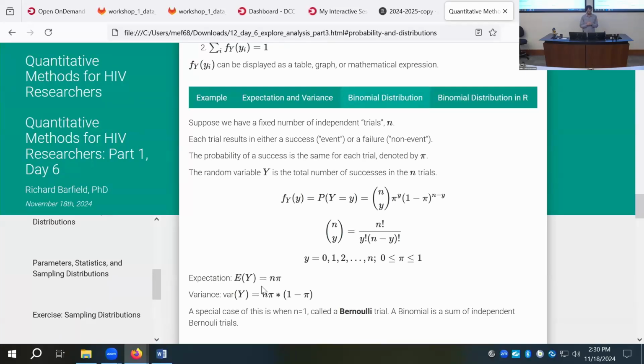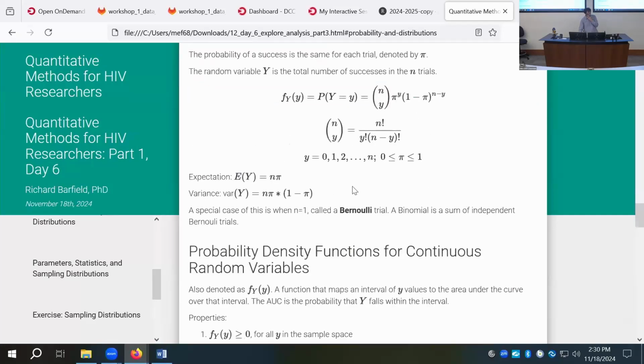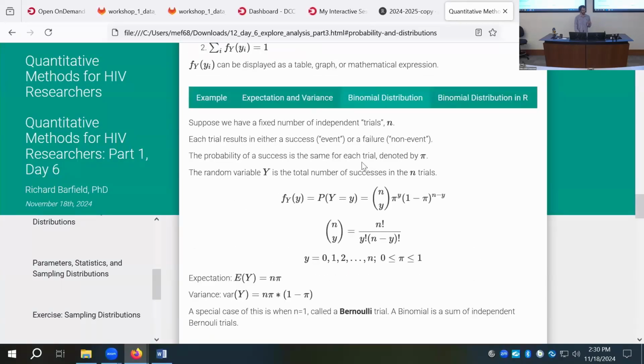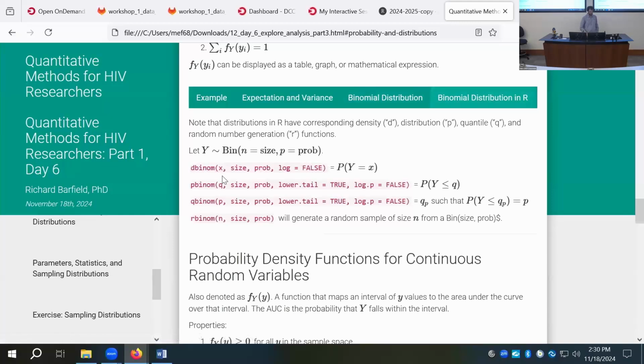It's, I think, named after an Italian gentleman. And a binomial can basically be thought of as a sum of independent Bernoulli trials. Okay. Any questions on the binomial distribution or the Bernoulli distribution? No? Okay. All right, so how do we do this in R then?